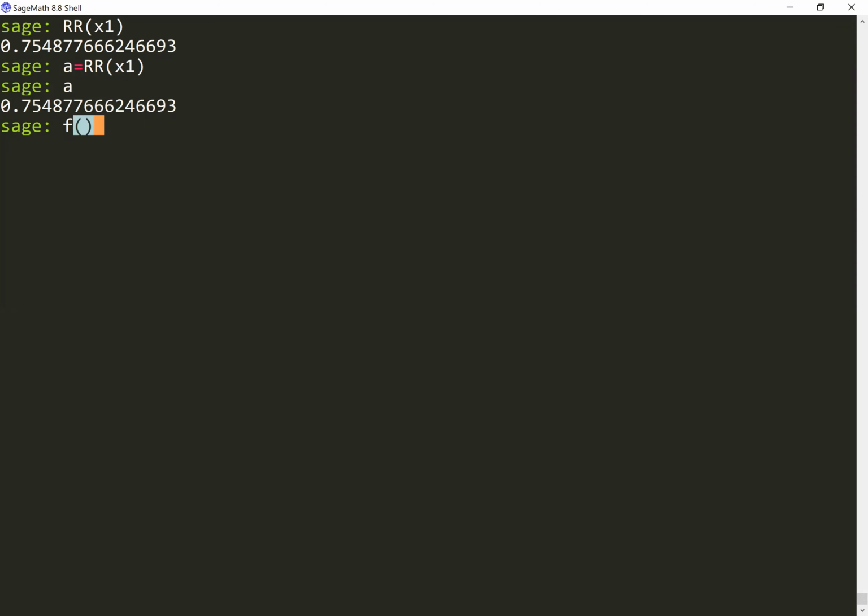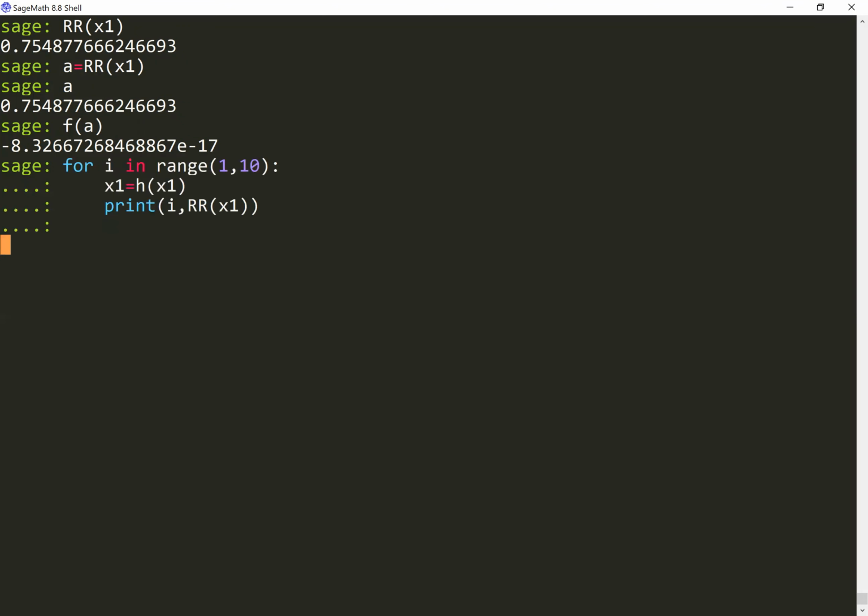So if you plug in a, you see -8 times 10 to the -17. This is a really, really small number, close to 0. This shows us that a is a really good approximation of a root of f, so we get a good root.